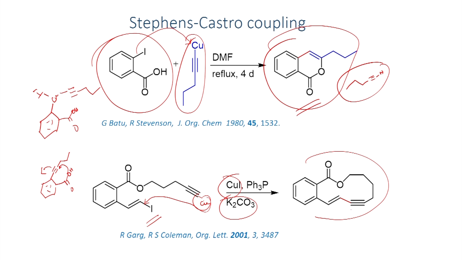So, Stephens-Castro coupling finds broad utility in synthetic chemistry. If you have the terminal alkyne, you can react it with the copper 1 halide to make the copper alkyne derivative. Once you have this, it can be readily coupled with aryl halides or vinyl halides. The first one involves the coupling of an iodobenzene derivative, the next one involves the coupling of a vinyl iodide. You can make C-C bond formation. In this way, you will be able to make macrocyclic systems.